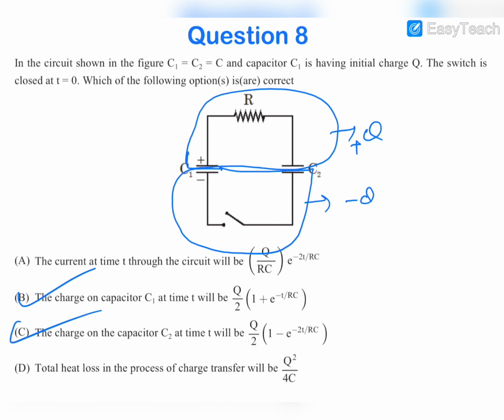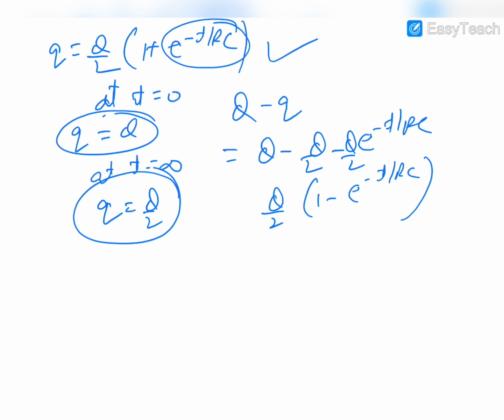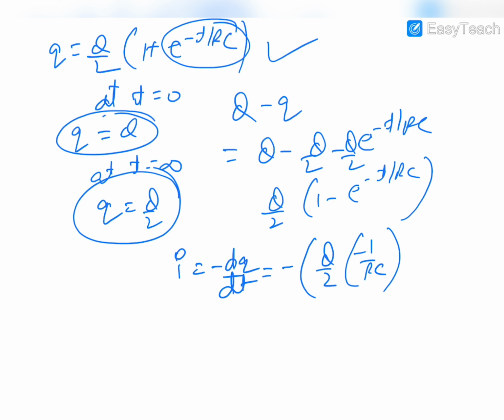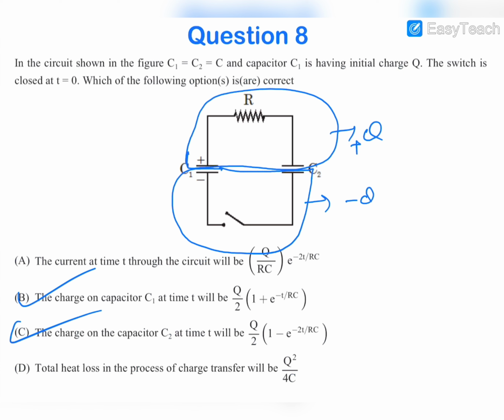And current in the circuit, I will be equal to minus of dq by dt. So it would be minus of Q by 2 into minus 1 by RC e to the power minus t by RC. So this is plus Q by 2RC e to the power minus t by RC. So there would be a 2 also.